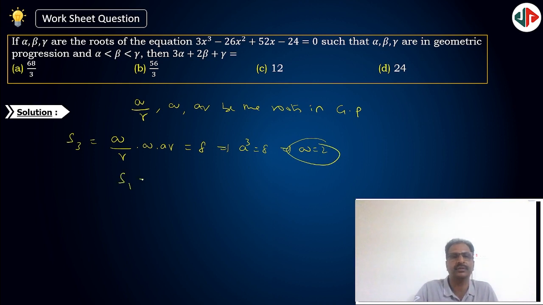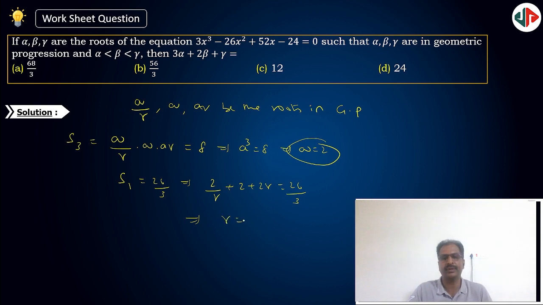Next find S1. S1 is 26 by 3. S1 is nothing but a by r plus a plus a r, which is 26 by 3. From this, simplify to find r, and you will get r as either 1 by 3 or 3.